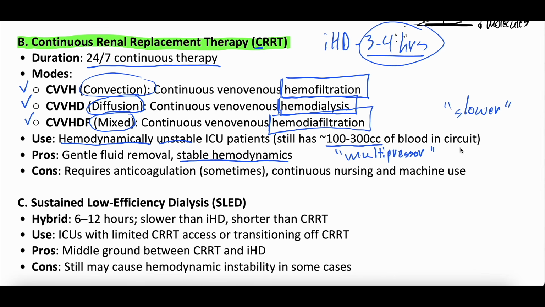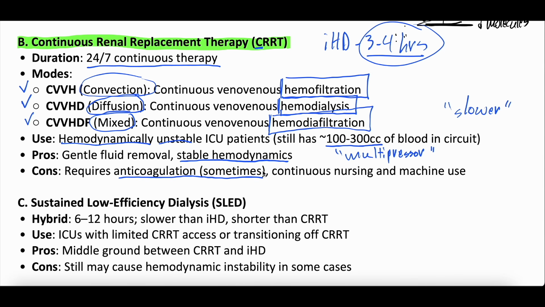You certainly wouldn't tolerate intermittent hemodialysis, but even though CRRT is much more stable, it still can lead to worsening instability if you're super, super sick. The cons of CRRT is that you can have clotting of this circuit because that fluid goes more slowly through it. That blood goes more slowly through the circuit.